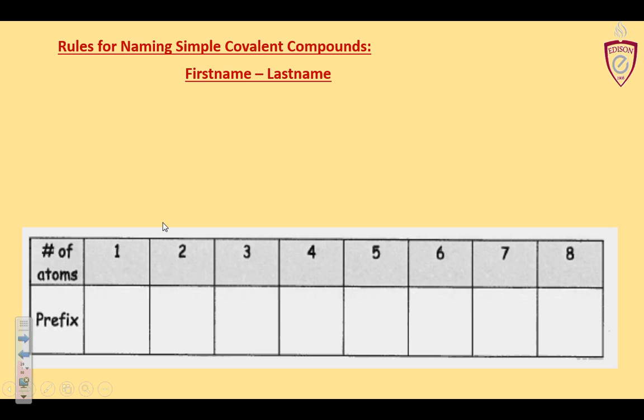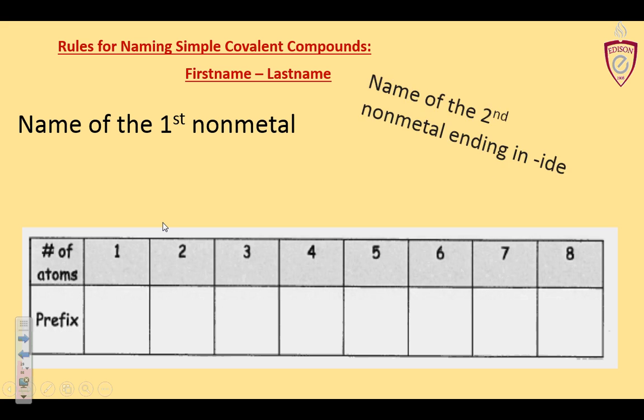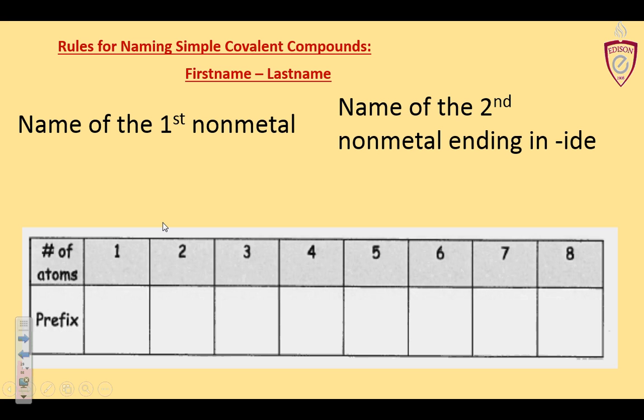The actual drawing of the structures is much more complex than naming. This is actually going to be pretty easy and straightforward. No Roman numerals, none of that stuff. The problem is that the prefix for the number of atoms when we're naming covalent compounds isn't in our reference table, so we have to memorize it. The process is first name, last name. We name the first nonmetal, then the second nonmetal ending in "ide," just like an ionic. All ionics end in "ide", and all covalents end in "ide" because that means it's a compound of some sort.